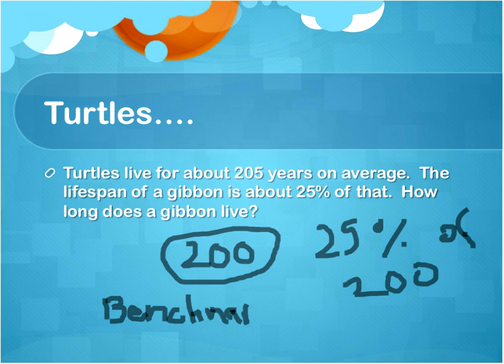Okay? So this is the benchmark. So we know 25%, we divide the number by 4.